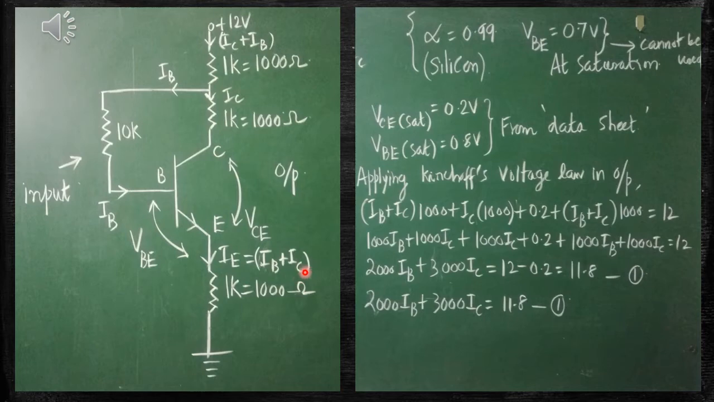So by using all the values in the output, we can write the equation using Kirchhoff's second law. (IB plus IC) into 1000 plus IC into 1000 plus 0.2. What is 0.2? VCE value at saturation is 0.2. This is equal to the voltage across plus VCC and minus VCC. What is the value of voltage? 12 volt. So after simplification, you will get the first equation: 2000 IB plus 3000 IC is equal to 11.8.